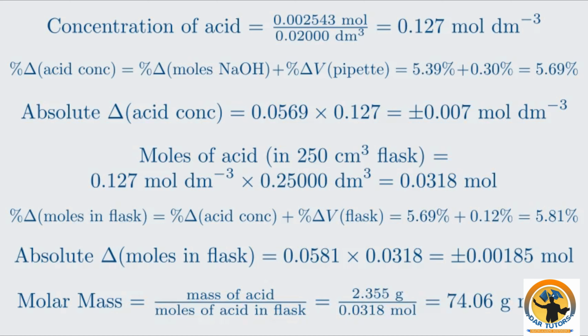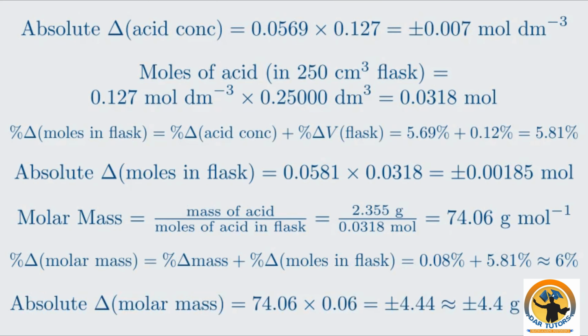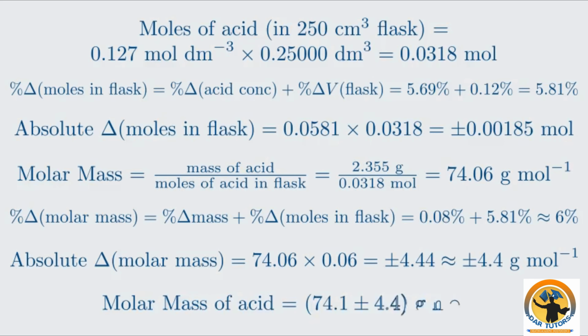And the percentage uncertainty in the molar mass is the percentage uncertainty in the mass of the acid, plus the percentage uncertainty in the moles of acid in the flask. This is 0.08% plus 5.81%, which is 5.89%. We can round this up to a single significant figure, 6%. The absolute uncertainty in the molar mass is 74.06 times 0.06, which is 4.44 g/mol. Rounding to one significant figure, we get 4.4 g/mol. So, the molar mass of the organic monoprotic acid is 74.1 ± 4.4 grams per mole.